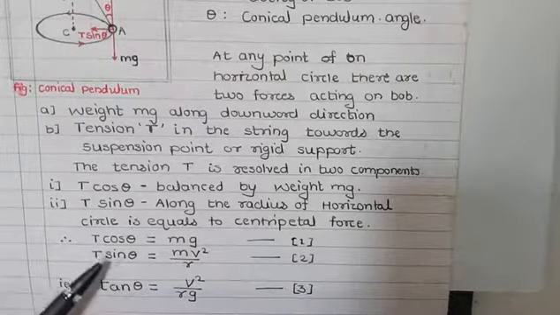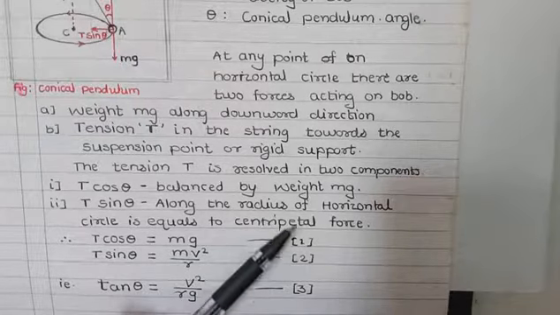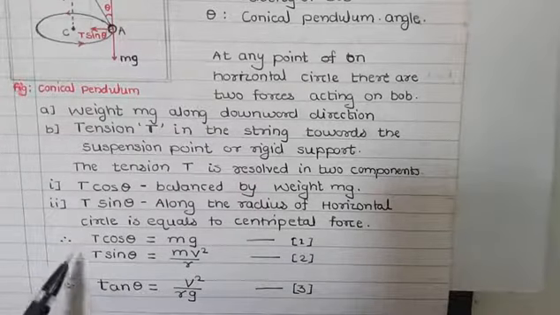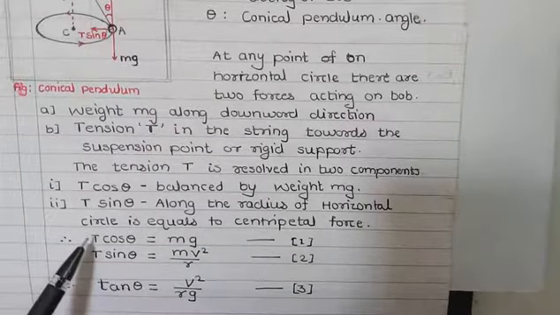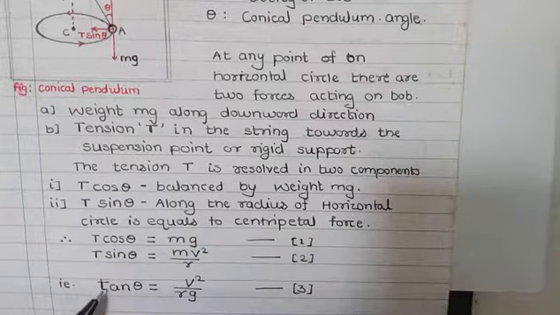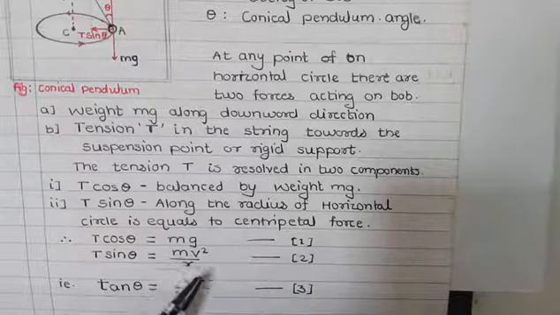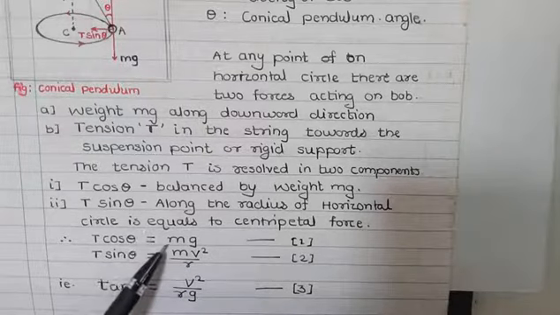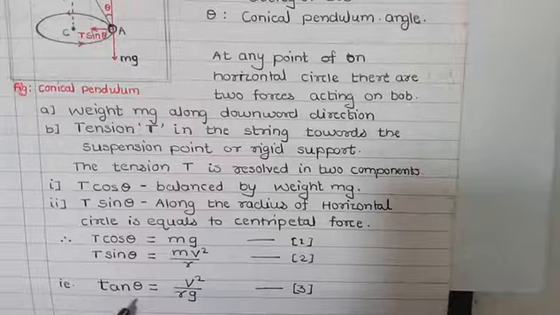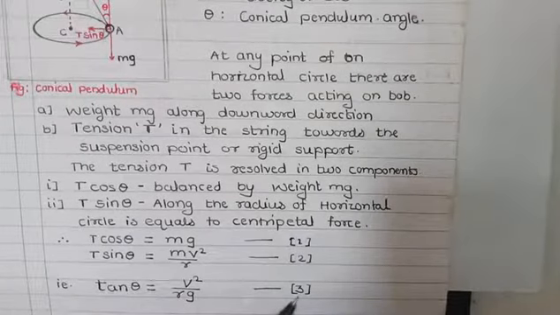Now divide equation 2 by 1, we get T sin theta divided by T cos theta. T gets cancelled, we get tan theta, and mv square upon r divided by mg, m gets cancelled, we get v square upon rg. Hence, tan theta in the conical pendulum is equal to v square upon rg. This is equation number 3.